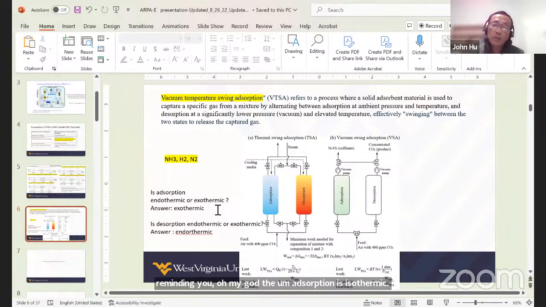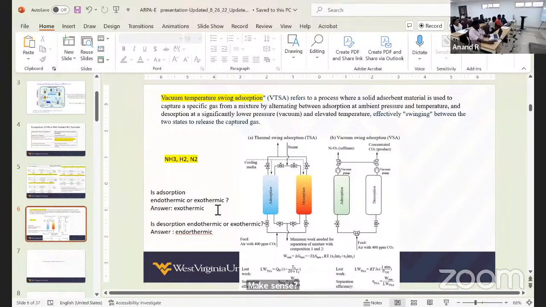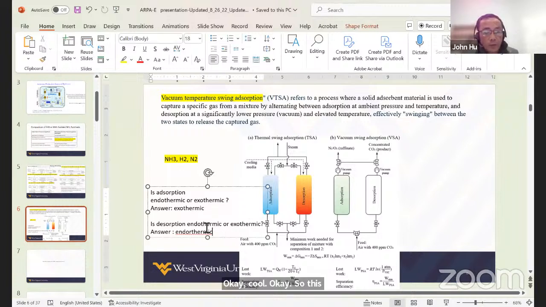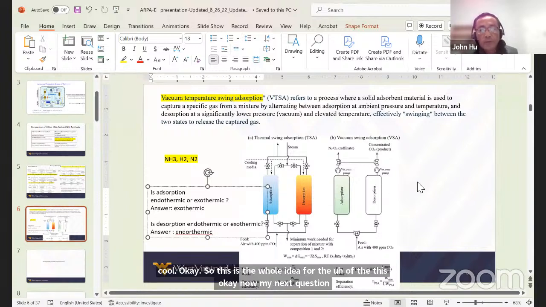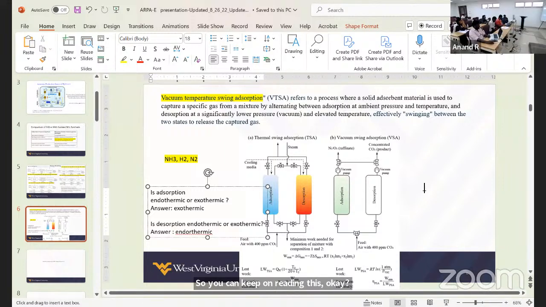So basically, adsorption is the opposite of distillation or desorption. Distillation or desorption means you provide heat and then let the molecule go. All right. So that means if you adsorb a molecule, that heat has to be released. Make sense? Yes, yes. Okay, cool. So this is the whole idea of this. Okay, now my next question. So you can keep on reading this.